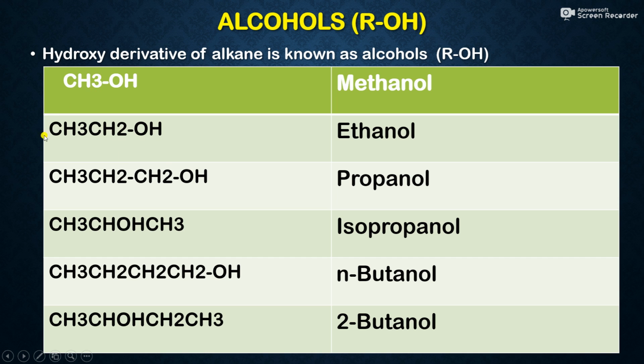Each and every alkyl chain has an OH group. This OH group represents the alcoholic functional group. This is a homologous series. So CH3CH2OH, ethanol, then CH3CH2CH2OH means propanol, then CH3CHOHCH3. So this is isopropanol. Then CH3CH2CH2CH2OH, this is n-butanol, and this is CH3CHOHCH2CH3. So this is 2-butanol.